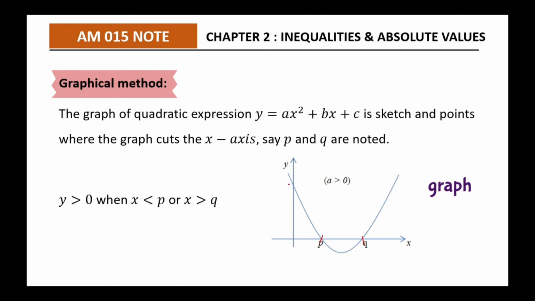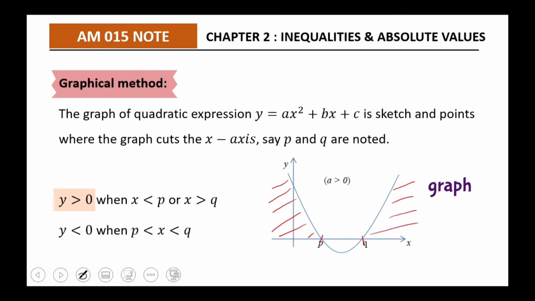Okay, y greater than 0 is here, x less than p or greater than q. Or y less than 0 when x is between p and q, here, between p and q, for y less than 0. Okay, y greater than 0 is above the graph, y less than 0 is below the graph.